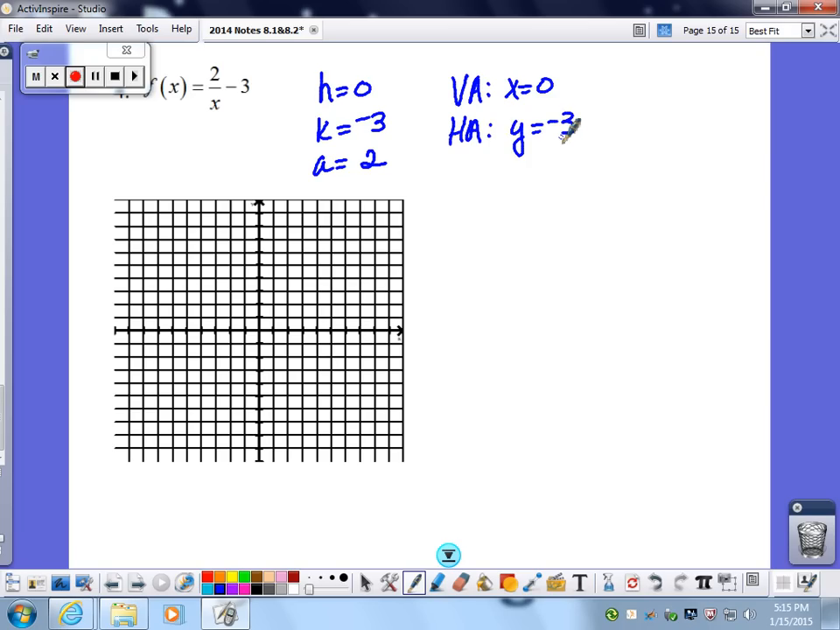Always draw your asymptotes in first. So x equals 0. That's just our y-axis. You can dot that if you want to. And y equals negative 3 is our horizontal asymptote. So vertical asymptote is x equals 0. Horizontal asymptote is y equals negative 3. Here we go, parent points again. Hopefully you've memorized those by now. Write down your parent points.